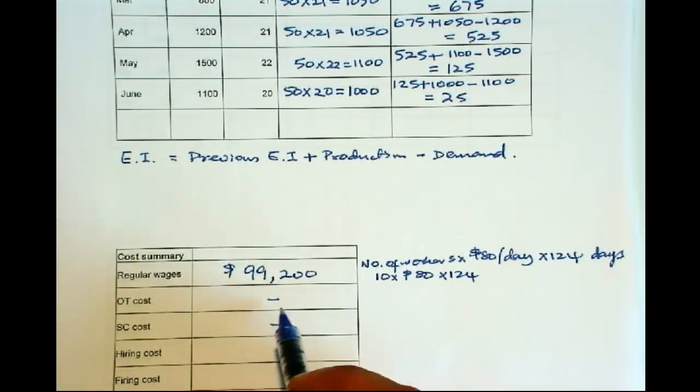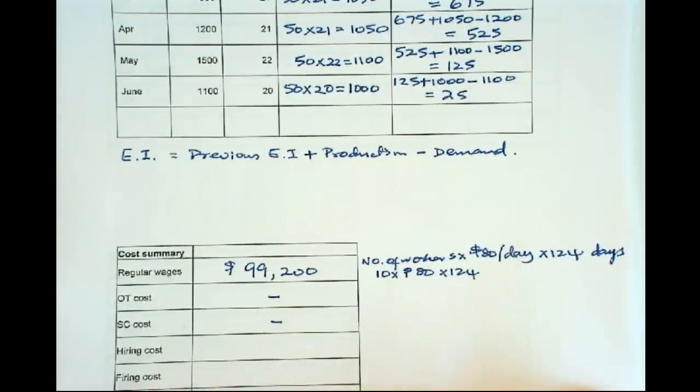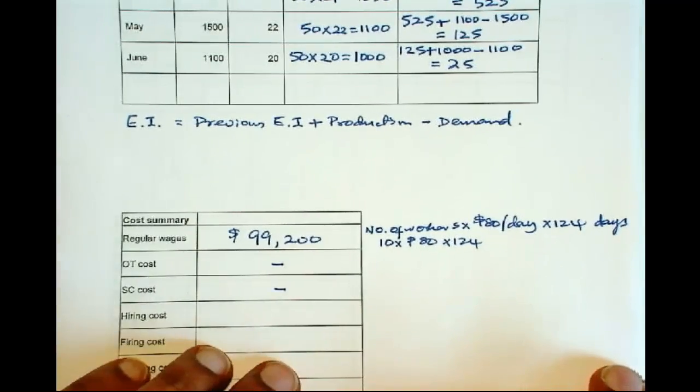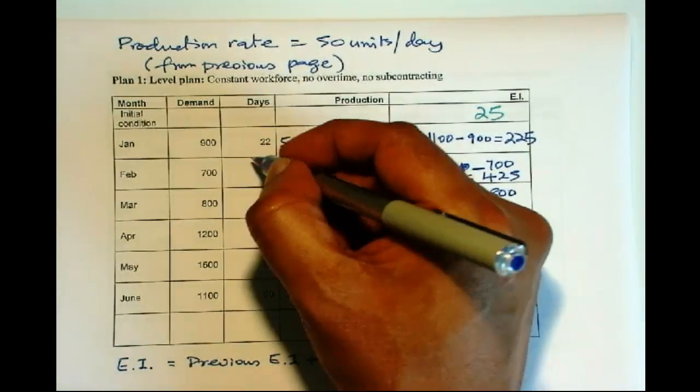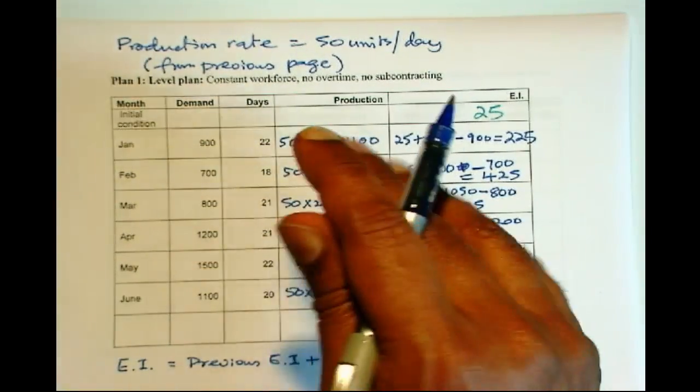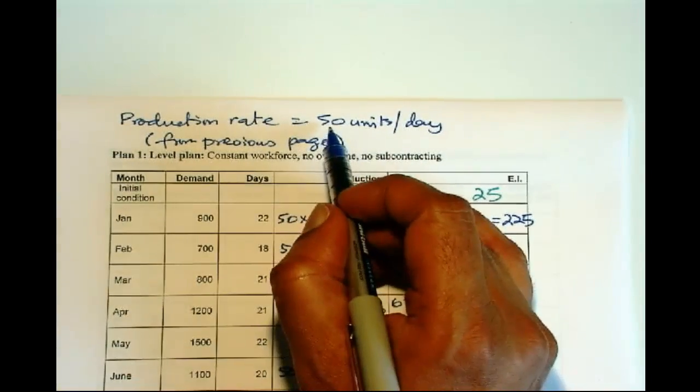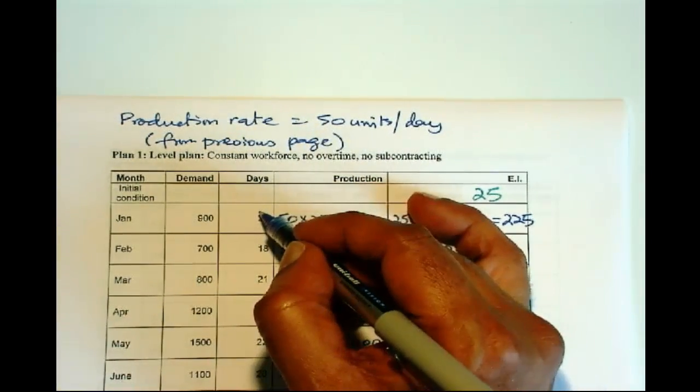There is no overtime cost, no subcontracting cost. A pure level strategy will not have any overtime cost or subcontracting cost. Now, hiring and firing cost: there will not be any hiring and firing cost once we begin the horizon, because we are maintaining the same production level of 50 units.